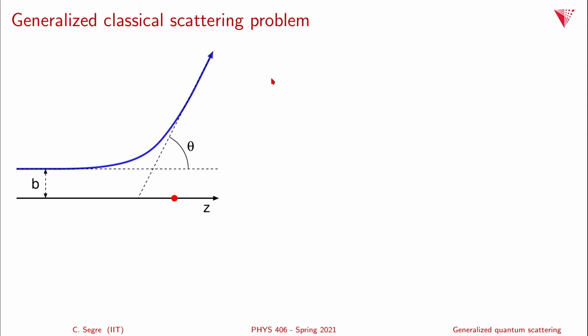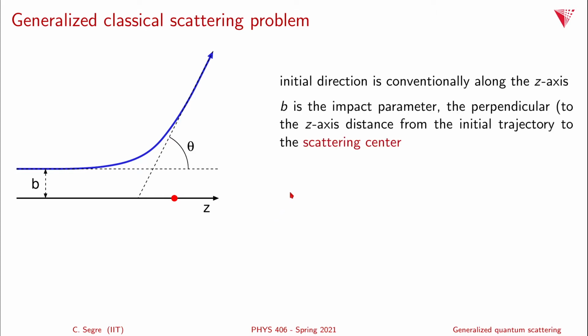So the generalized scattering problem starts with a particle moving towards a scattering center, which is here in red, and the particle has the blue trajectory. The initial direction of the particle is conventionally laid along the z-axis. b is called the impact parameter, and it's the perpendicular distance from the initial trajectory to the z-axis, that is, the axis that contains the scattering center.